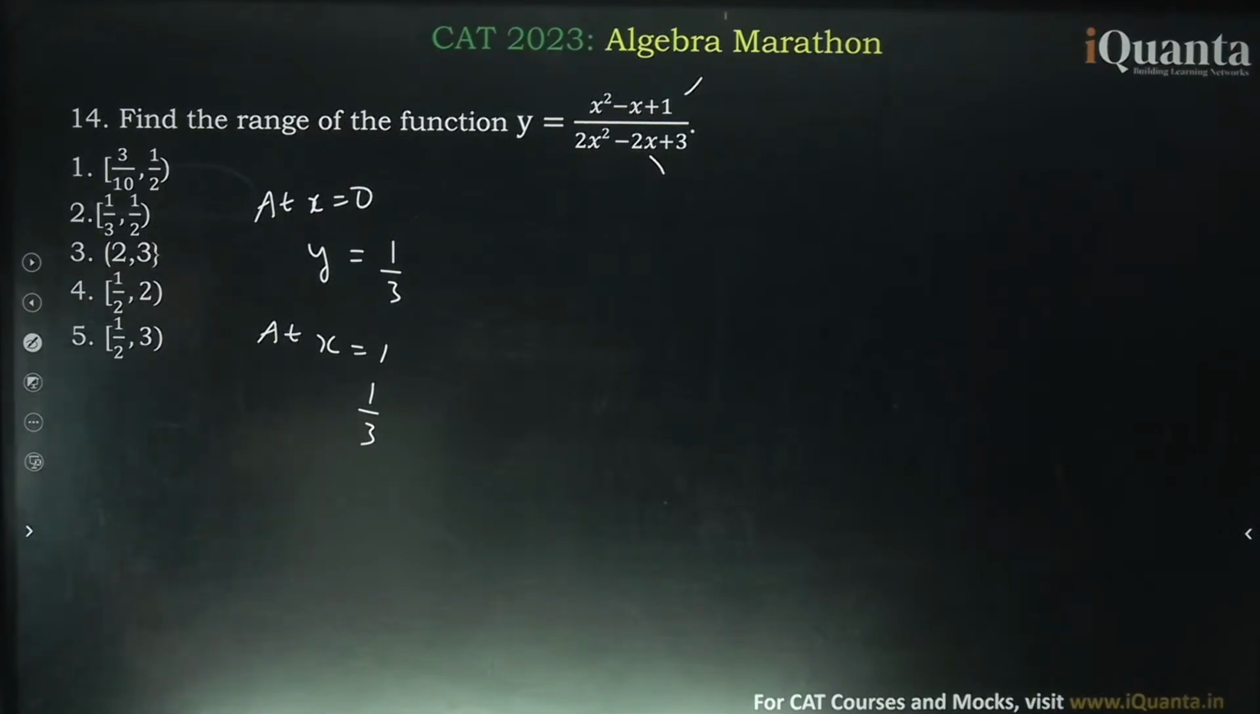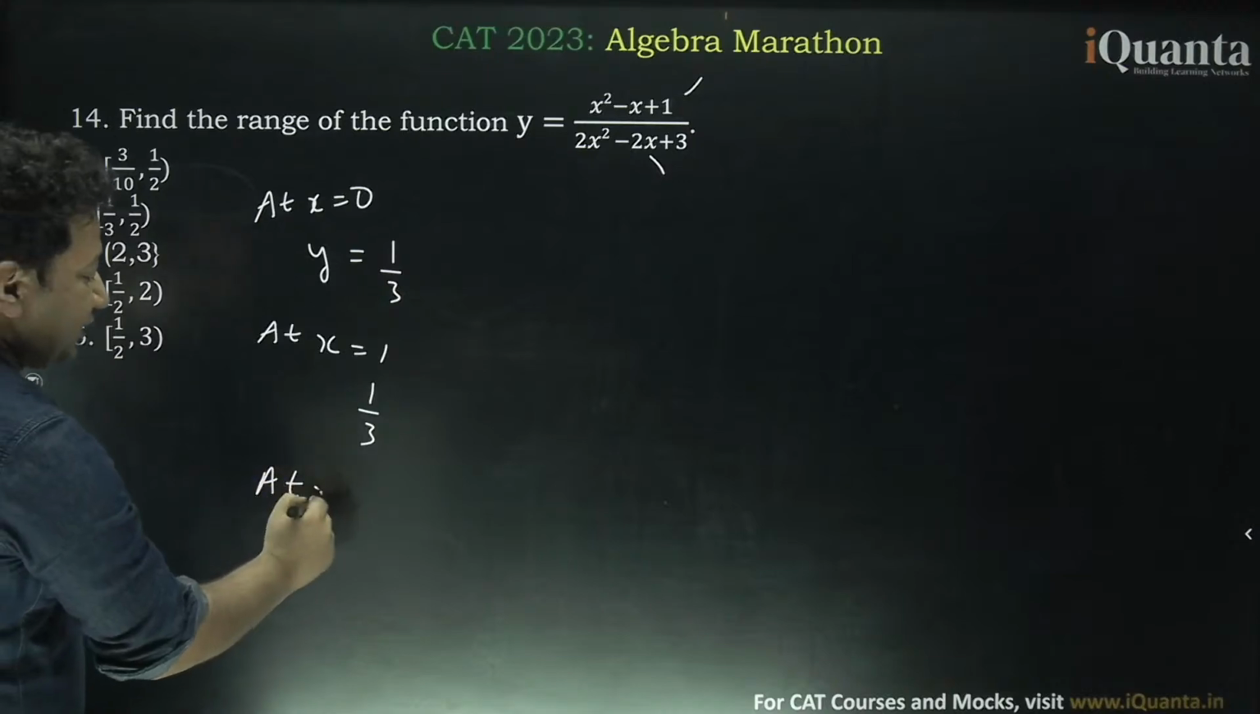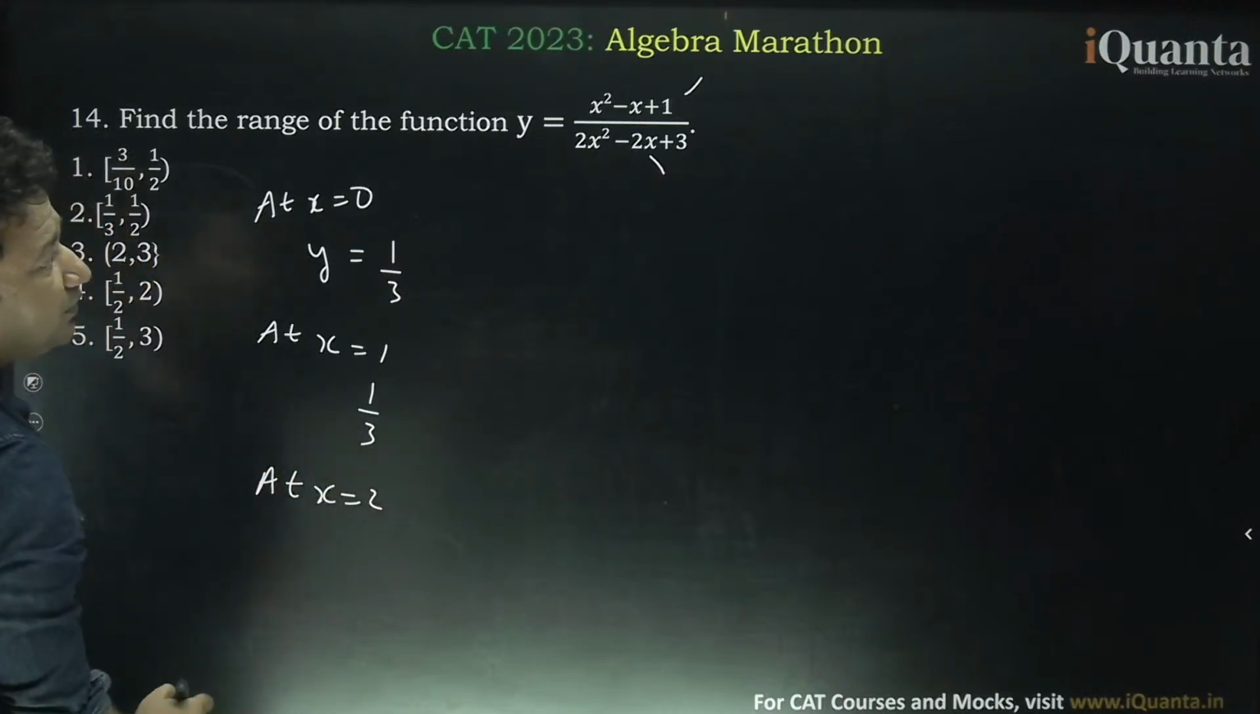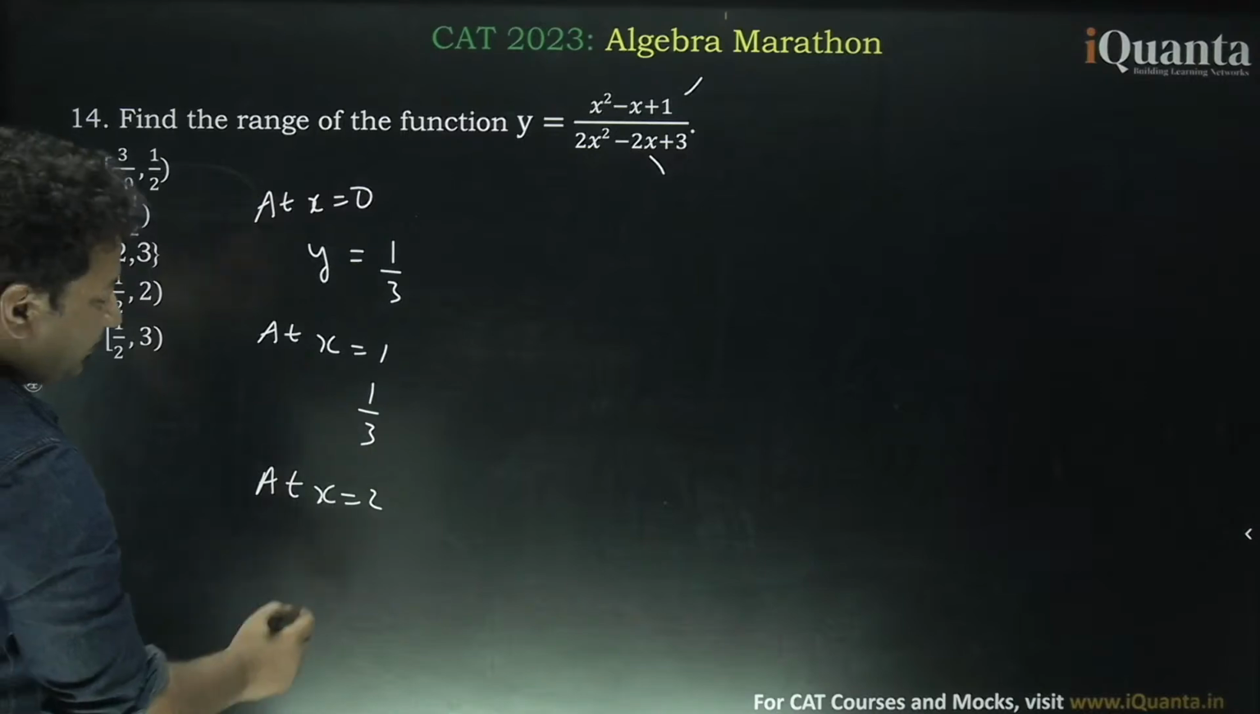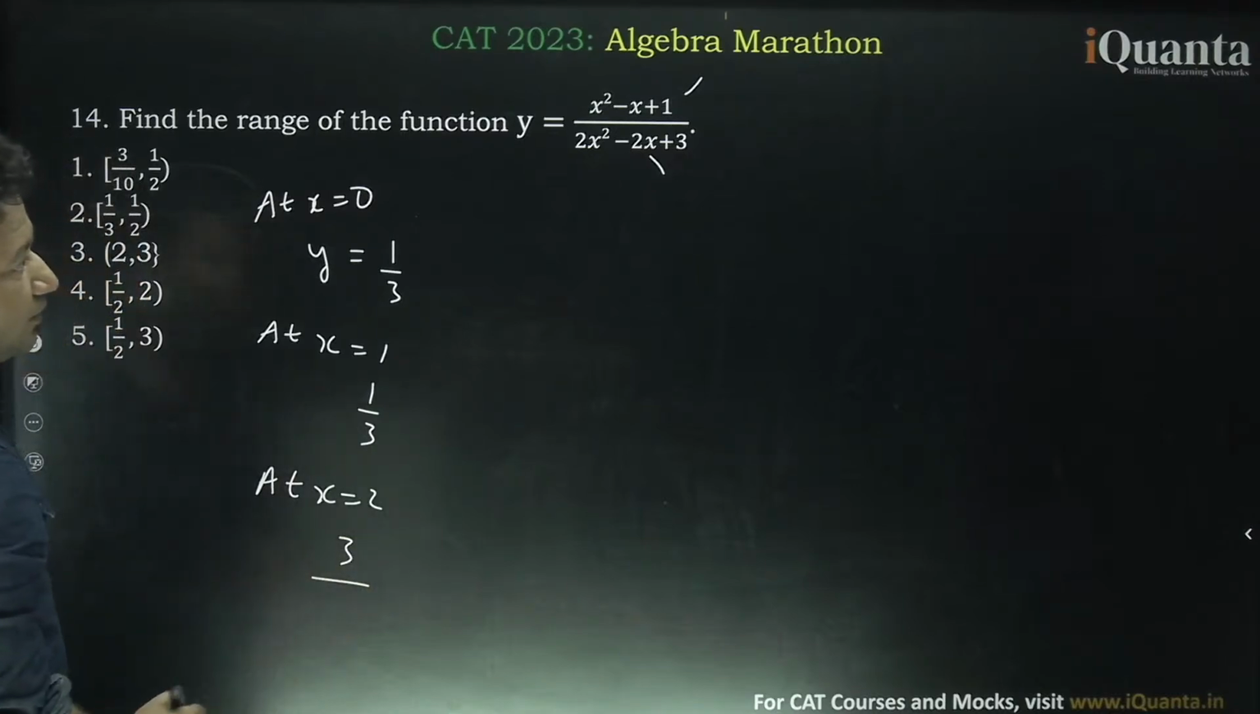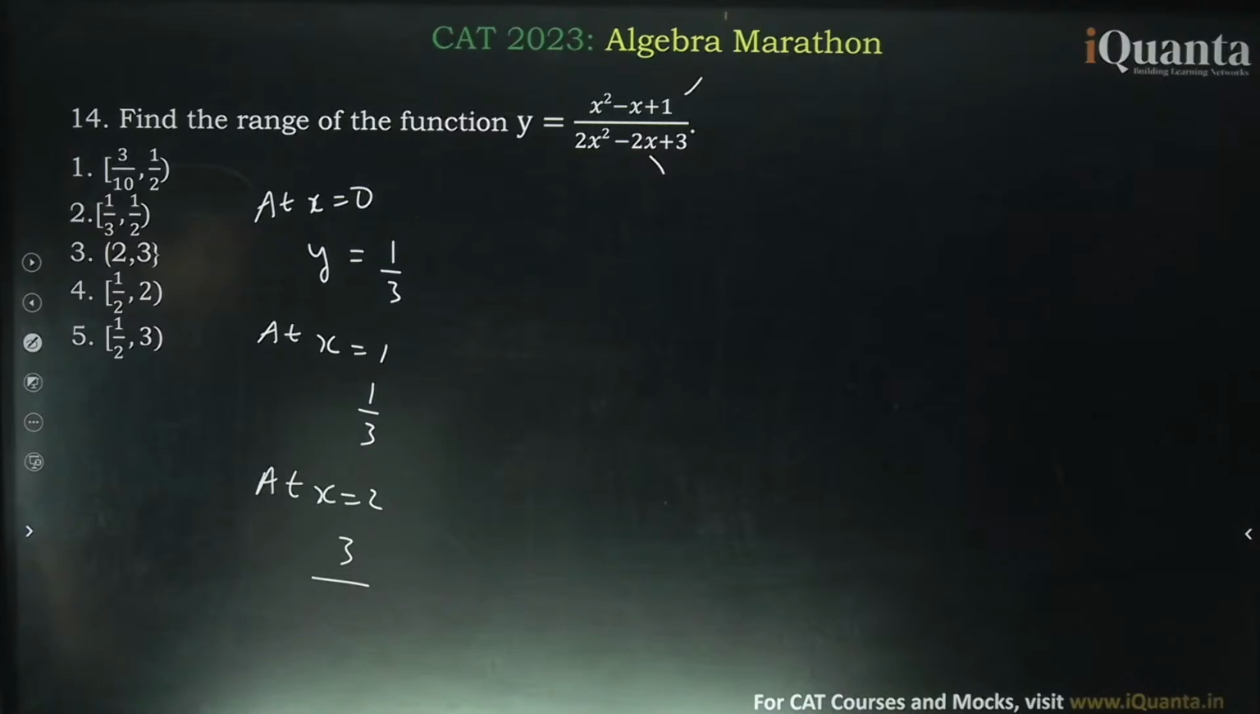हाँ, क्रॉस मल्टीप्लाई कर सकते हैं. That is another way. This is one of the ways. Now, as we can see, at 0 it is 1 by 3. At x equal to 1 also it is 1 by 3. What is the value we'll get if I put x equal to 2? 4 minus 2 plus 1 is 3, and then 8 plus 3, 11, minus 4 is 7. Okay, that's what we get.